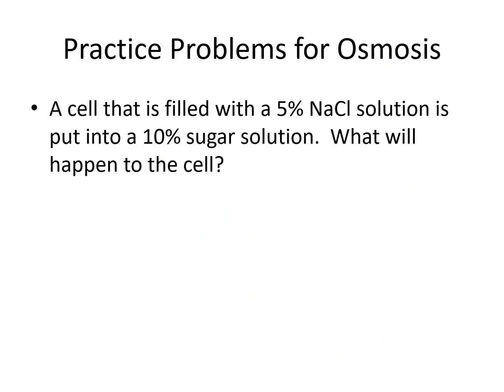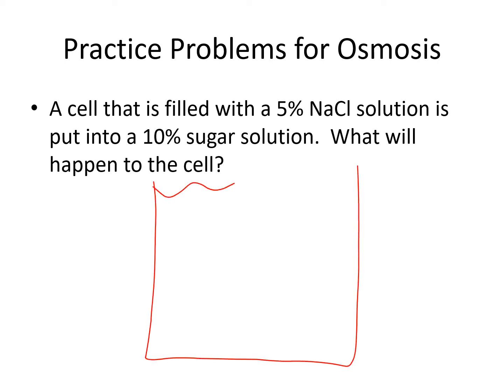The second practice problem. A cell that is filled with a 5% sodium chloride solution is put into a 10% sugar solution. What will happen to the cell? So again, you can draw the situation. So here is your beaker filled with a solution, and this will be solution A. You're putting a cell into it, so here's your cell, and it represents the cytoplasm, solution B.